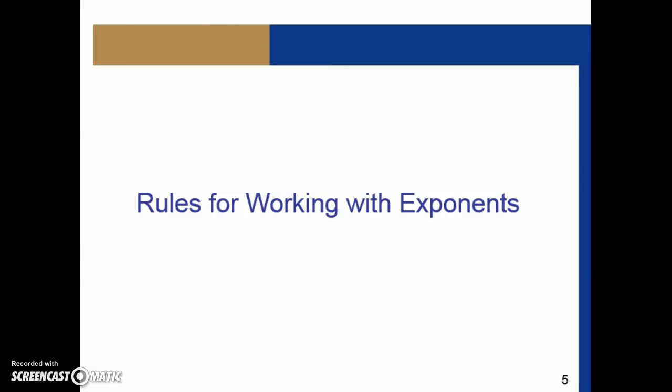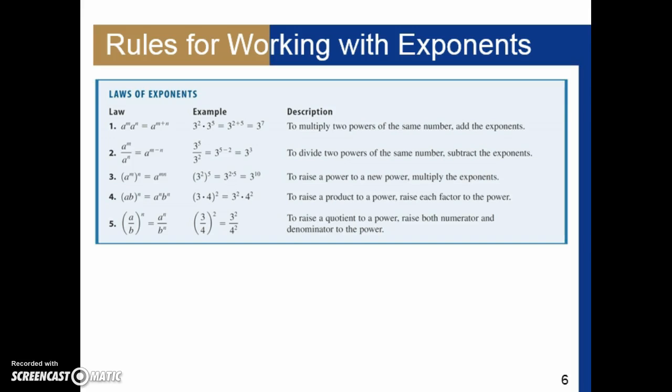So let's talk about rules for working with exponents. You know all of these rules. When you're multiplying the same base, but they're raised to a different power, you add the exponents. When you have a ratio or a fraction of the same base raised to different powers, it's the exponent in the numerator minus the exponent in the denominator. When you raise a power to a power, you multiply those exponents.